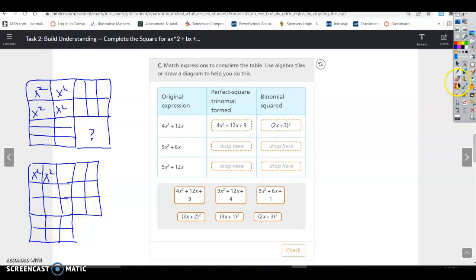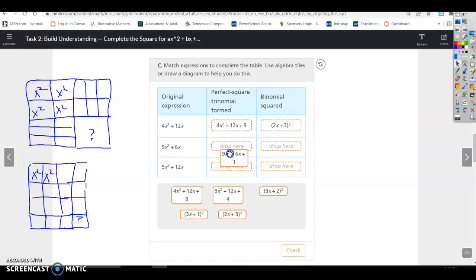Oh, I got too many, don't I? Alright, so I'm going to take off this one. I only need 6. I had 12. So plus 6x. So I've got 9x squared and 6x. 1, 2, 3. So I only need 1 additional tile here. So I'm going to say 9x squared plus 6x plus 1.